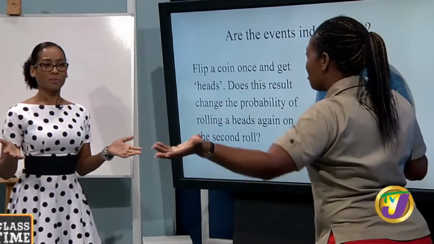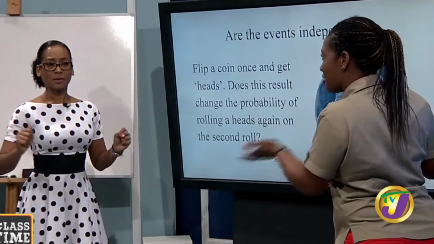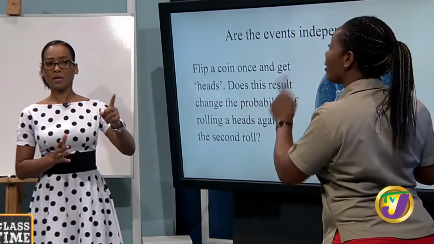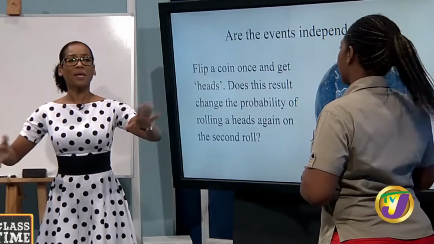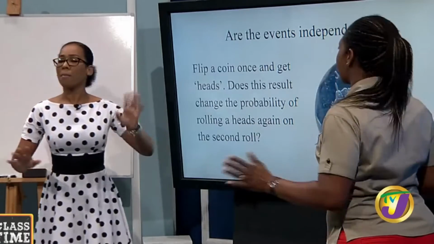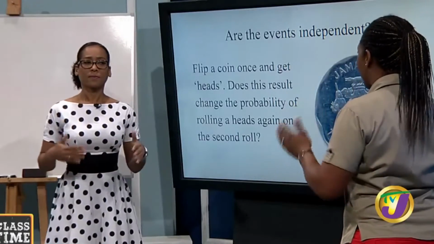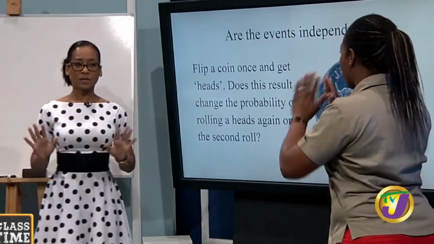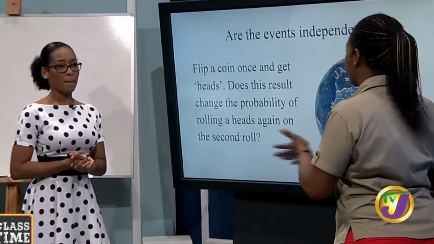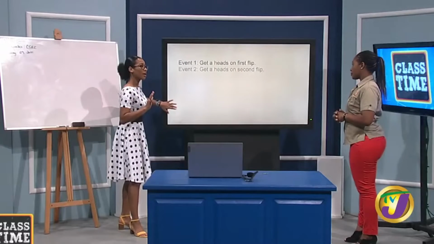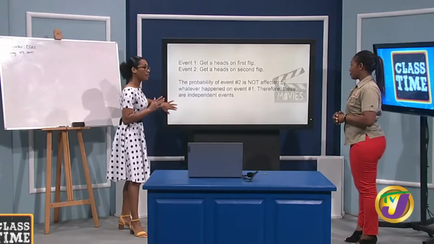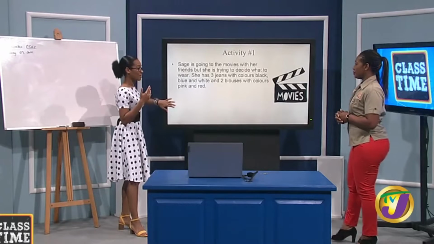So does flipping it the first time affect the coin the second time? No, so that means they are independent. Good. So my second event would not have been affected whatsoever by my first event. By the probability of your first. Yes. Because you got a head, but it's changed nothing about the coin. So in flipping it again, the probability remains the same. One side is head, one side is tail. Yes, that's right. So we are getting there with independent events, and we are understanding now what independent events are.